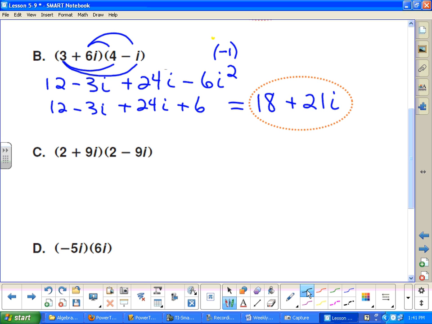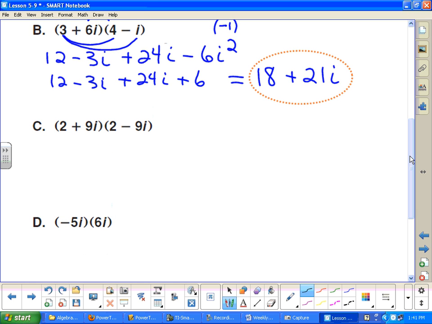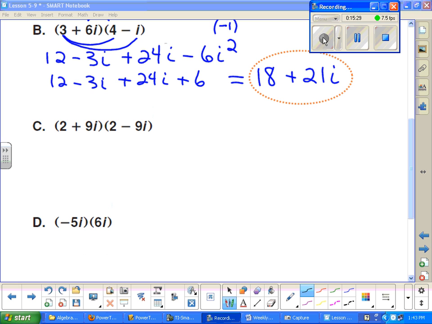Okay. Well, how about you do this one? You guys do letter C and letter D. All right. Claire, what did you get for C? Minus 81i. 2 minus 81i.